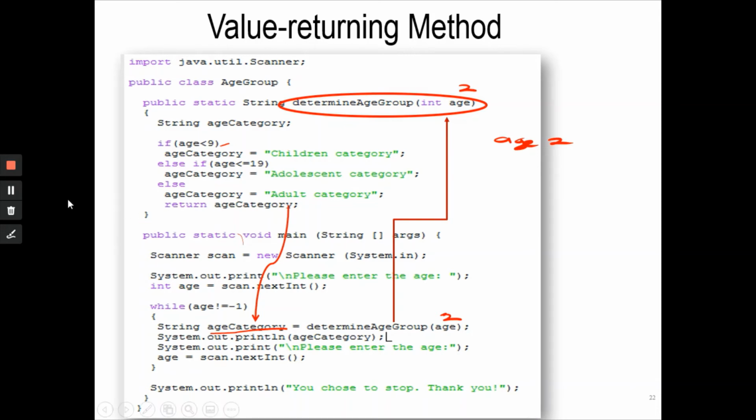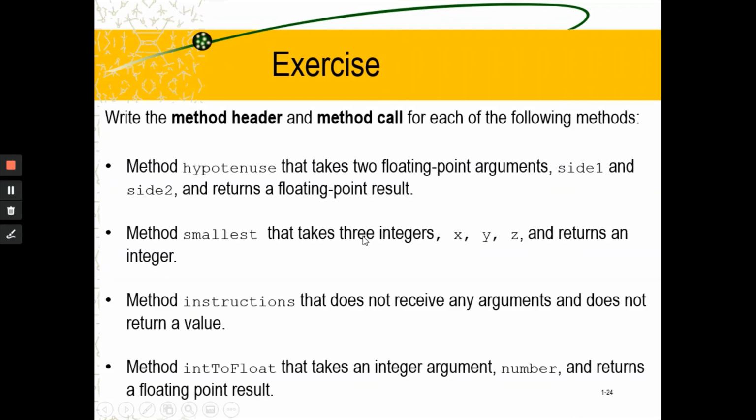Let's try our exercise. Okay, these are some exercises for you. You can try to answer them. You have to write the method header and method call for each of the following instructions given. Okay, there are 4 instructions here. Try to do it.